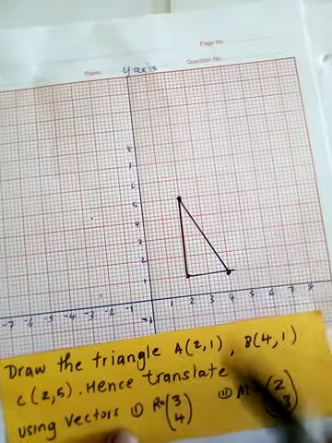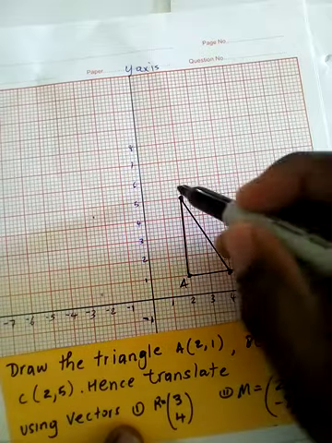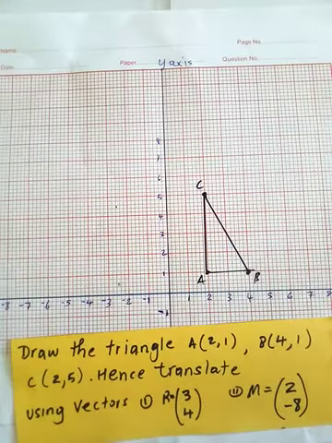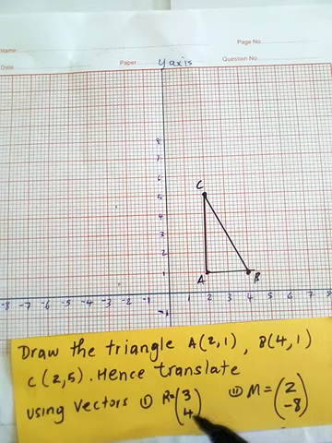Okay. So point A is (2, 1), point B is (4, 3), and point C is (2, 5). Now we have just created our object. Now we're going to translate it, slide it, displace it, move it without turning it, using vectors.